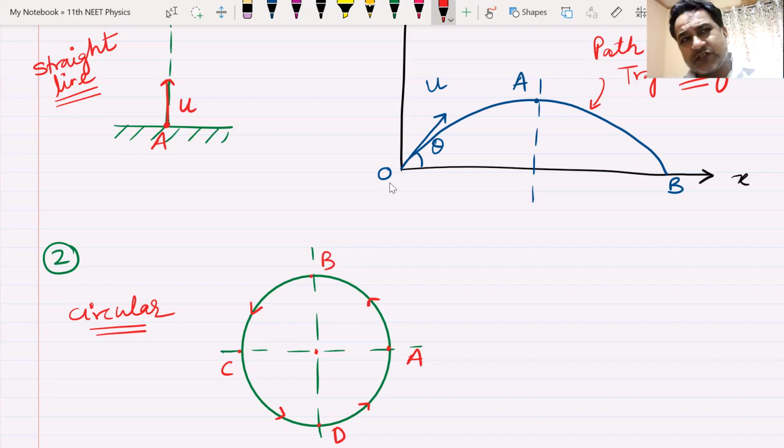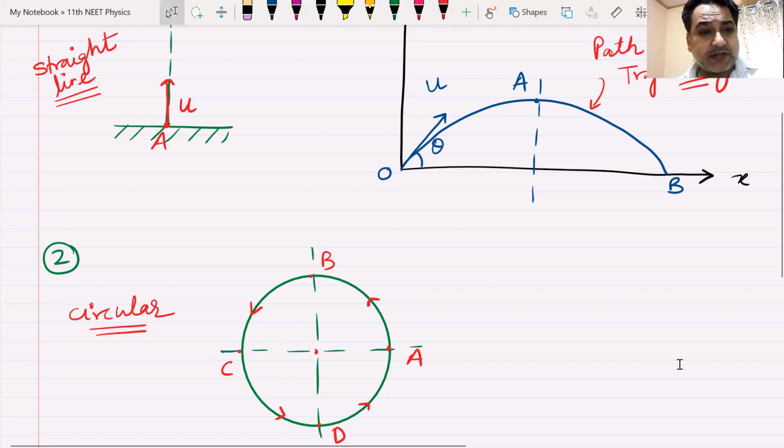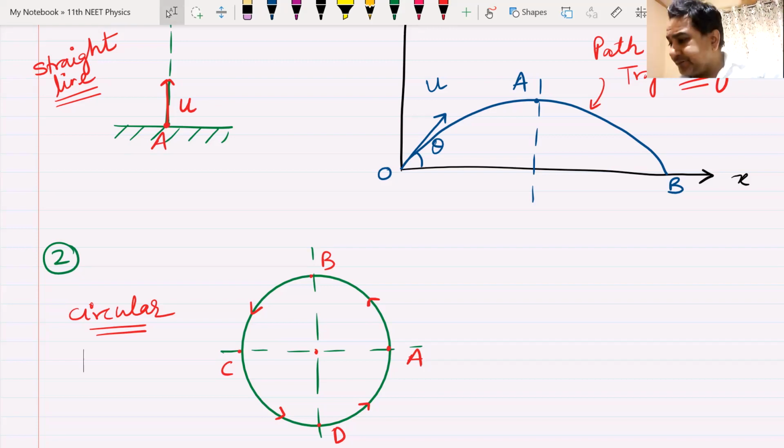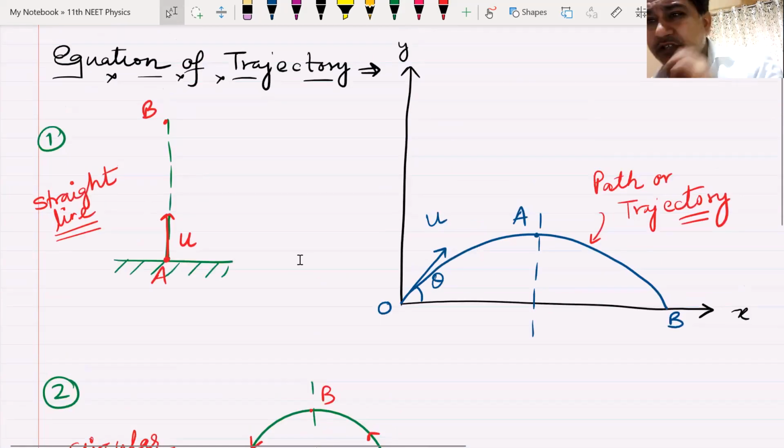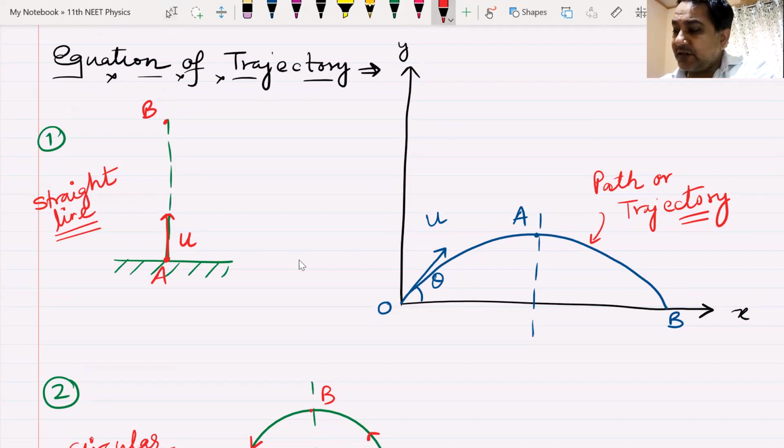It might follow a straight line path. It might follow a circular path, as you see in case number 2. Now, if I ask you, what do you think is the trajectory of this projectile? What do you think about the trajectory of our own projectile? What type of path is this one following?